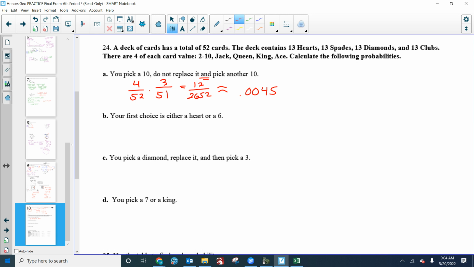Are we supposed to simplify it down? Because that's what I do. Yeah, and sometimes we'll simplify the fraction like that.